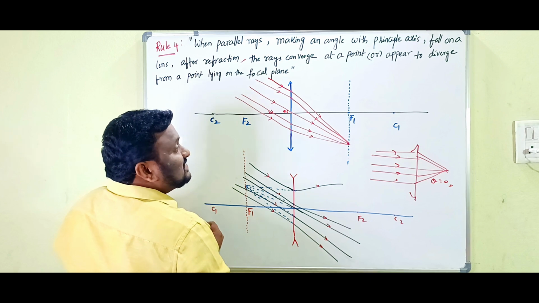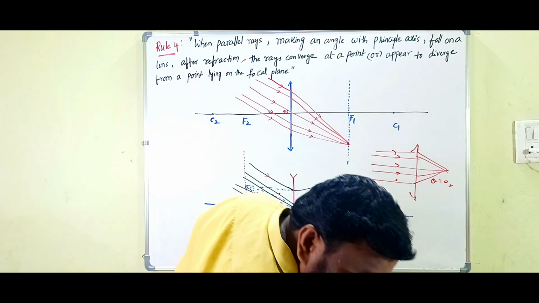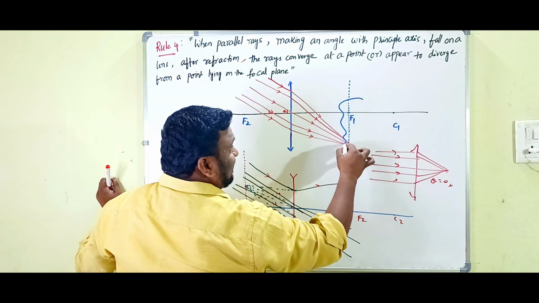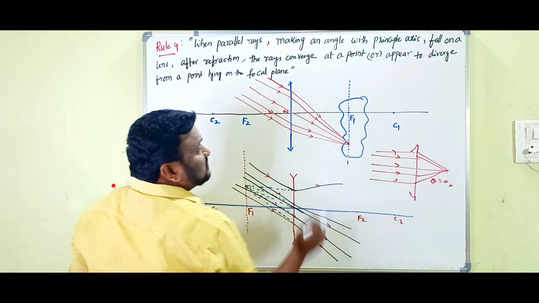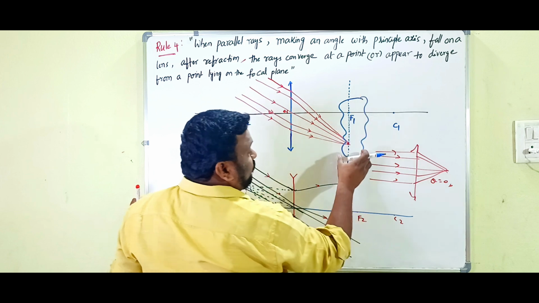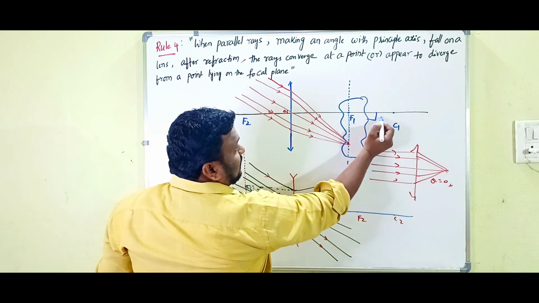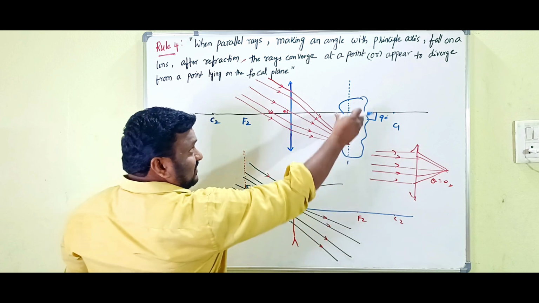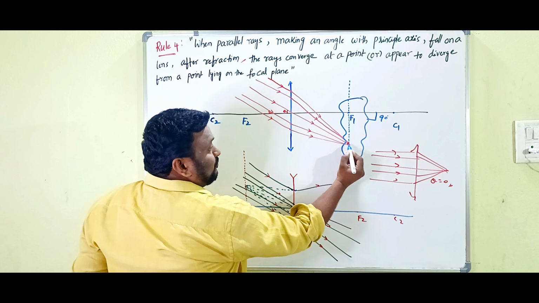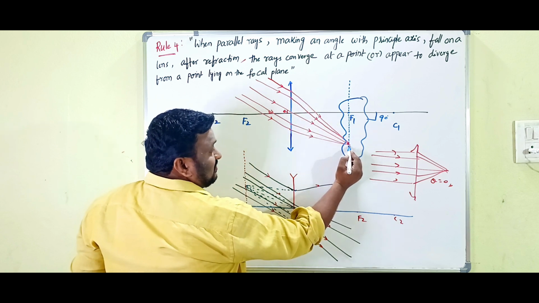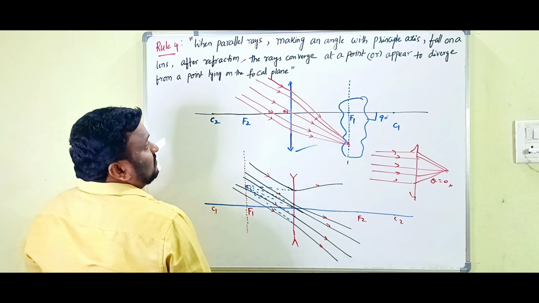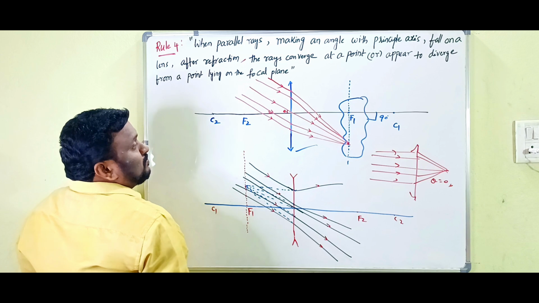Here the question is, what is meant by the focal plane? Now, this is the principal axis, and the plane we have taken perpendicular to the principal axis is called the focal plane. It is the principal axis, and the plane we selected is perpendicular, at an angle of 90 degrees. That plane is called the focal plane. So in that focal plane, at one particular point, all the rays converge in the case of a biconvex lens. Clear? So that is rule number 4 in the case of a biconvex lens.